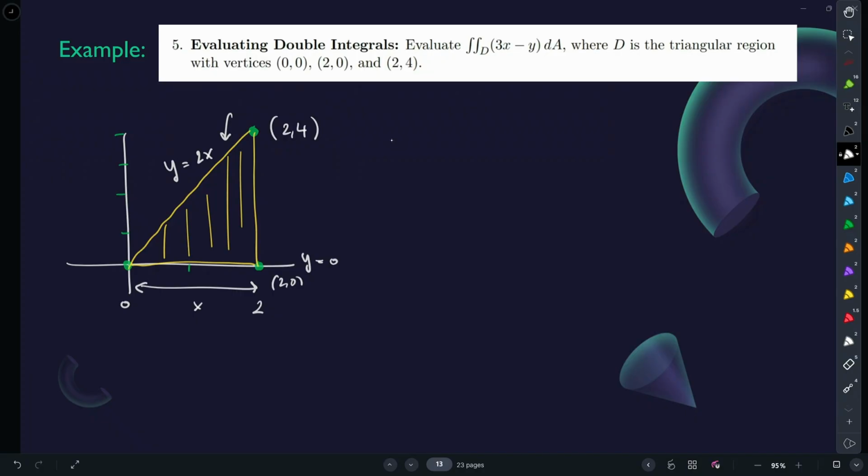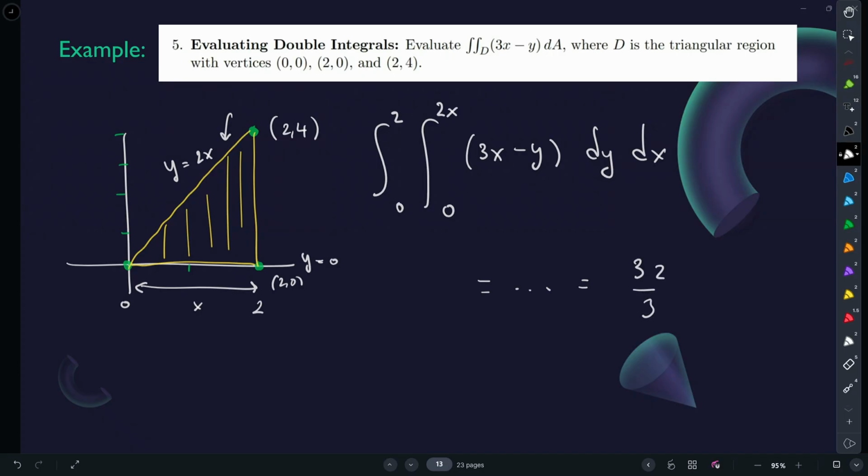So now I know how to integrate in this region. This region will be the integral from 0 to 2 in x, and in y will go from 0 to 2x. And I have a function to integrate, 3x minus y, dy dx. This is Cartesian, so there's no conversion factor, there's no Jacobian. So that's the integral you have to solve. And if you integrate, I get 32 over 3.